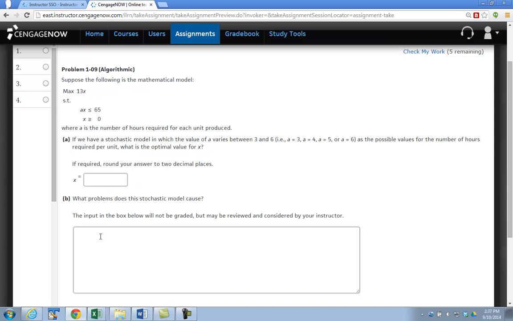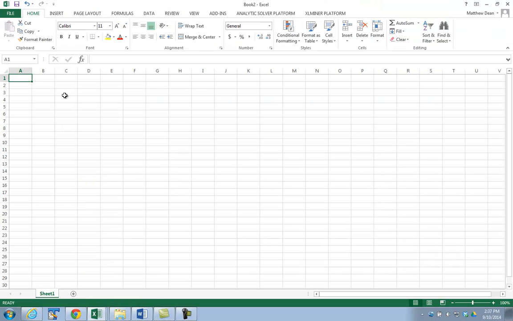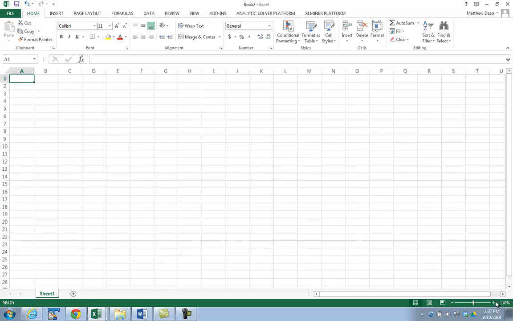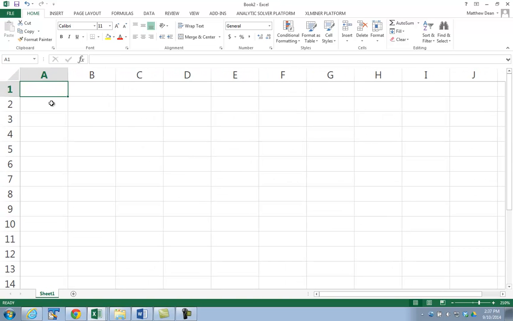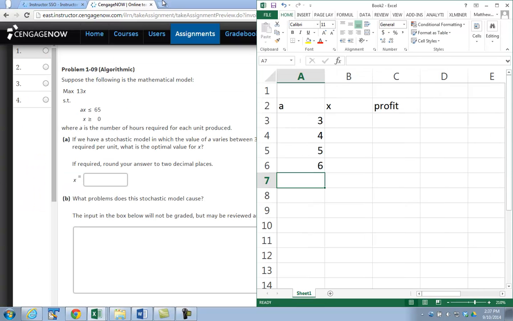So, let's do the following. I'm going to open up Excel, and I'm going to make it bigger. I'm going to list what my options are for A, solving for x, and then what my profit is going to be. A can be 3, 4, 5, or 6. For me, it was profits maximize 13x, so I'm going to put a 13 up here. That's the coefficient.